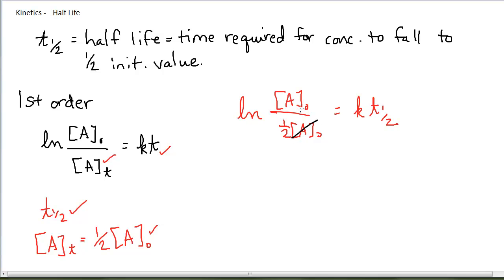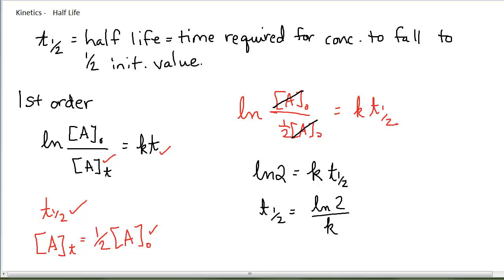Algebraically, my A0s are going to cancel. I have the log of 1 over 1/2. That is the log of 2. You can check the algebra on that yourself. The natural log of 2 equals k T1/2, and so T1/2, the half-life for a first-order reaction, is equal to the natural log of 2 over k.